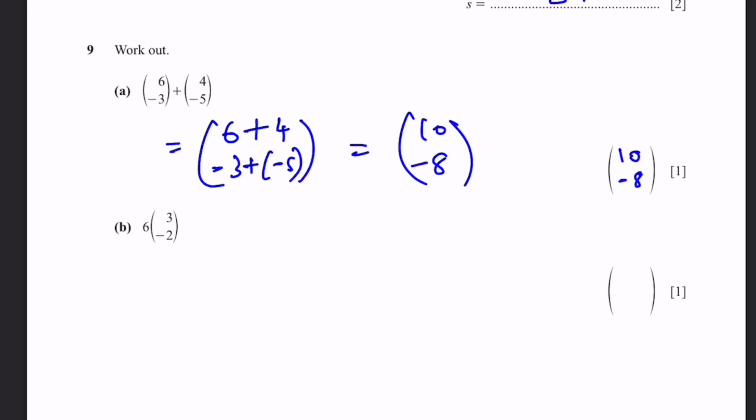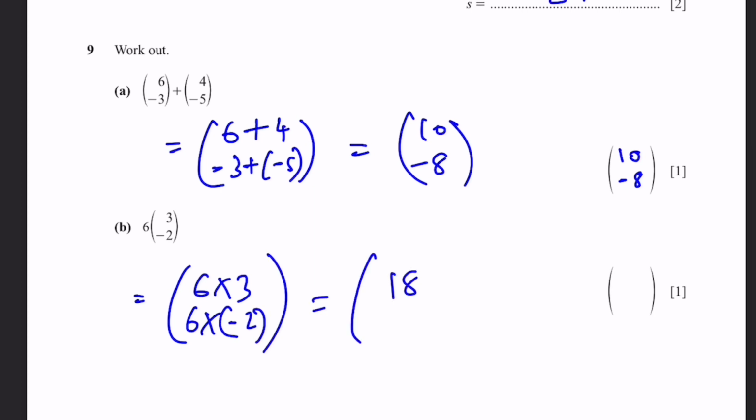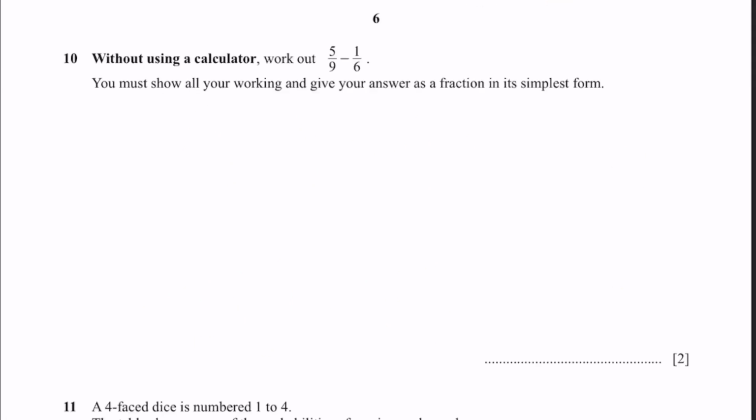B. 6 into 3 comma minus 2. So this will be 6 into 3 and 6 into minus 2, which is equal to 18 and minus 12. That's the answer.